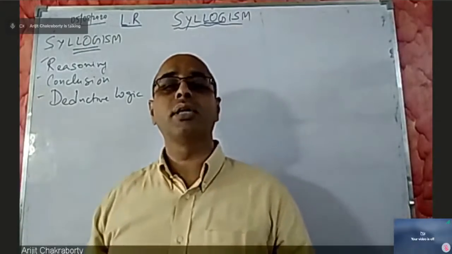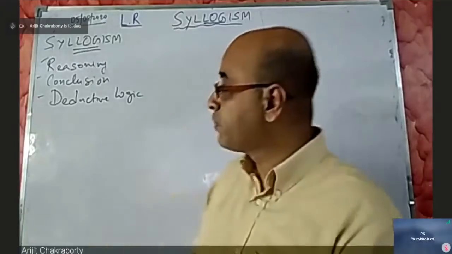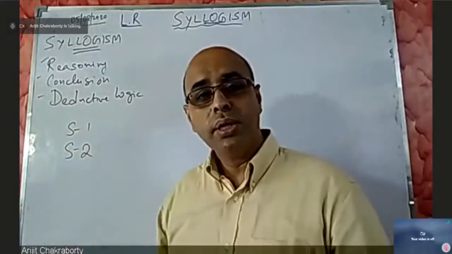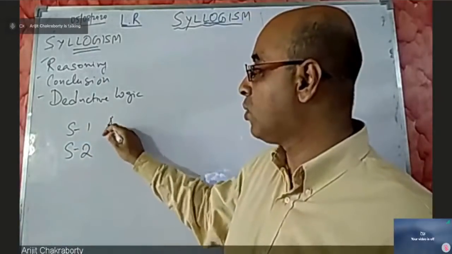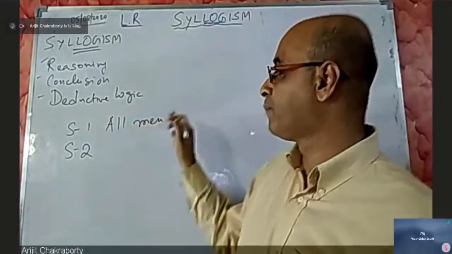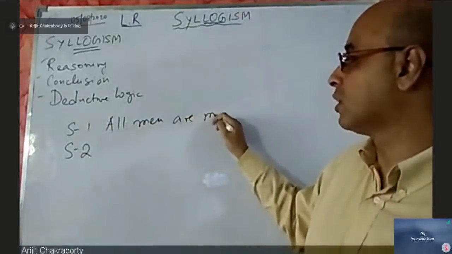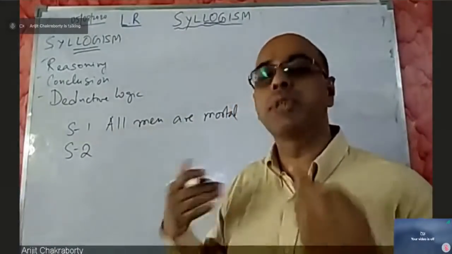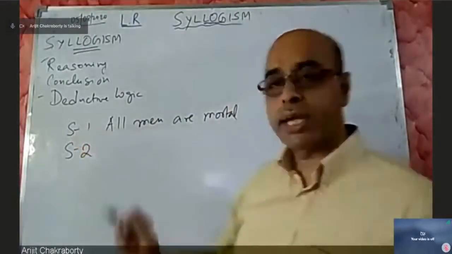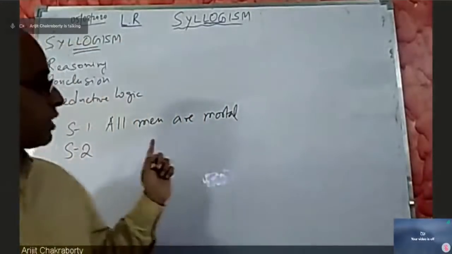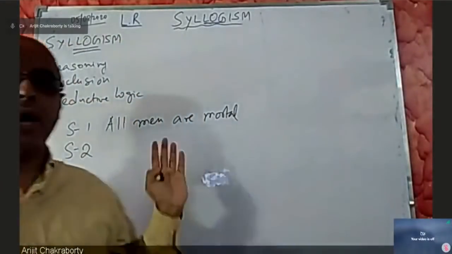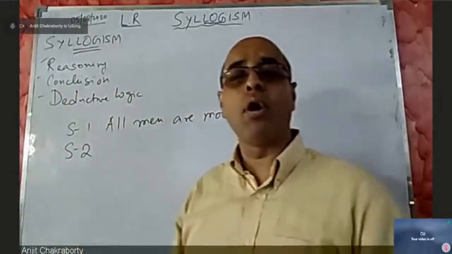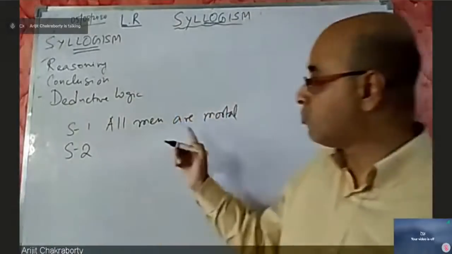So all men are mortal means, this is statement number one. Then we have statement number two. The first statement I said is all men are mortal. Okay? All men are mortal is an observation, is a statement. I am writing statement number one. What does it mean? It means if a man is born, he will die. If a woman is born, she will die. So all men are mortal.